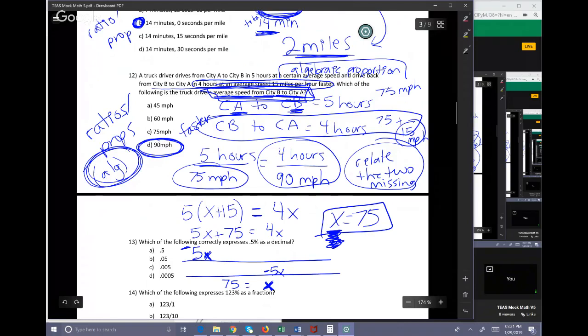They're asking us what speed the 4-hour trip was. That's the faster speed because it's the shorter time. This could very easily have been answered 75. The only difference would be that they said, what is the average speed from A to B?